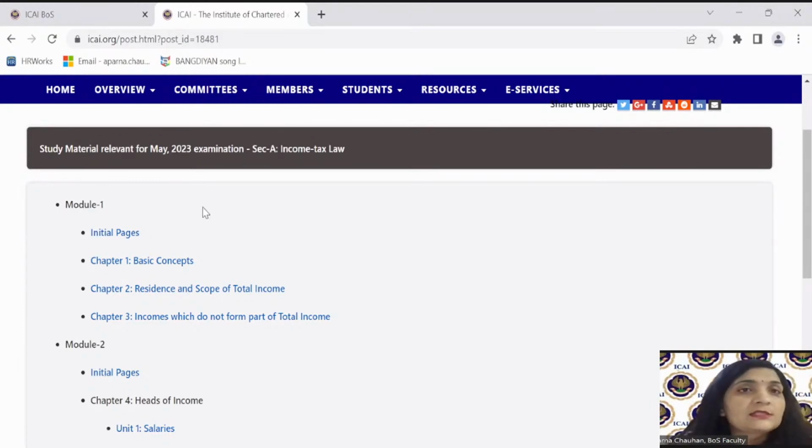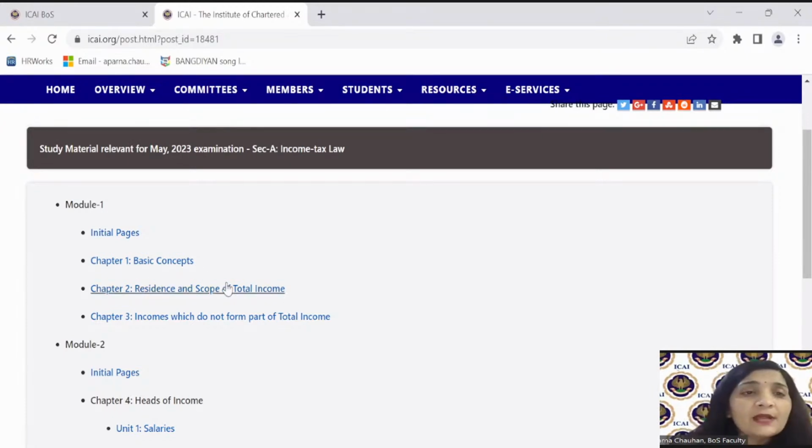You can be asked to determine the tax liability of a company, which may involve the computation of marginal relief or the surcharge based on that. In the case of a firm also. So full-fledged questions relating to total income and tax liability would be asked only based on an individual, right?